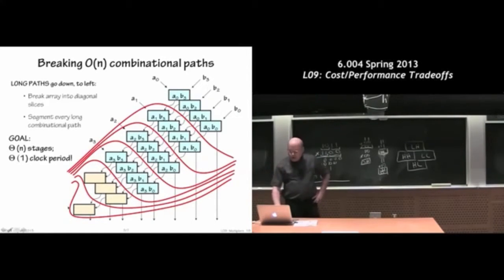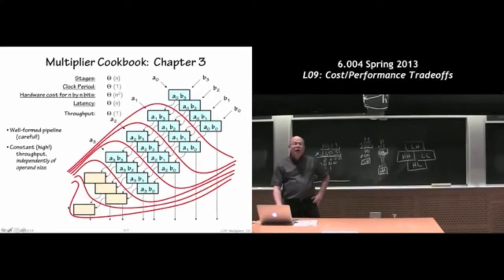Okay, so we have order n stages. If I doubled the size of the operand, I would have more arcs to draw, roughly linear growth there. The clock period is constant. It doesn't grow as n at all. The hardware cost is still n squared. I haven't changed the hardware cost at all. The latency is now n times 1, so I'm back to the original latency of my combinational circuit, which is good because you sort of like to make things work better without making the latency longer if you can. So that's achieved here.